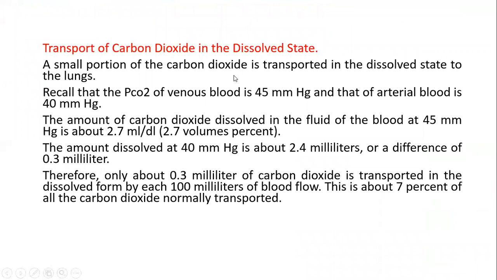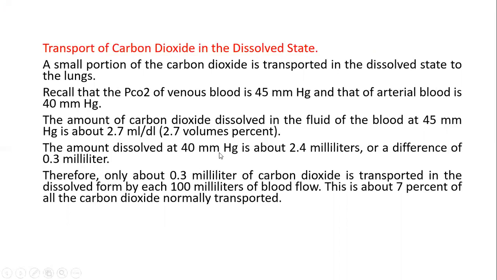We come now to transport of carbon dioxide in the dissolved state. A small portion of the carbon dioxide is transported in the dissolved state, which we said is 7%. The 7% corresponds approximately to 2.7 mol per deciliter.